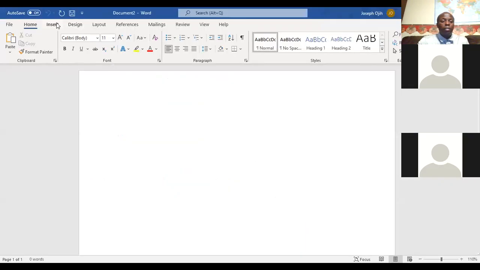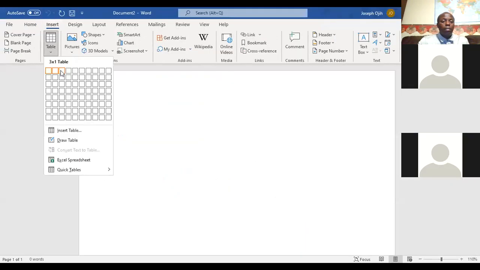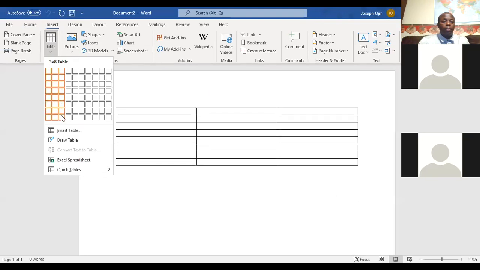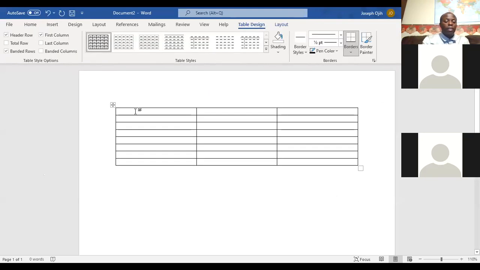I can use this to get to the frequencies. I have the class interval, and have your frequency right here, the tally mark. Then frequency, which you can represent with F. Now, we have all this in tables.